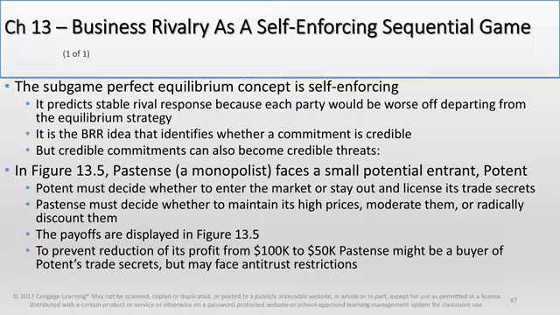Business implications. Sequential structures matter. Commitment timing affects payoffs. Entry deterrence, licensing, and reputation play critical roles in competitive strategies. Self-enforcing mechanisms, not contracts or regulators, sustain equilibrium in real markets.